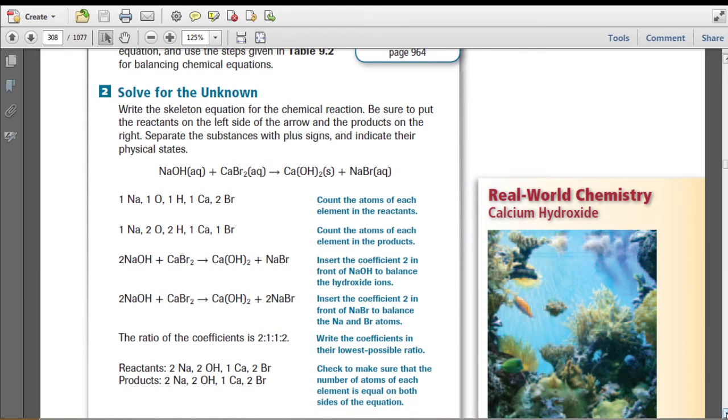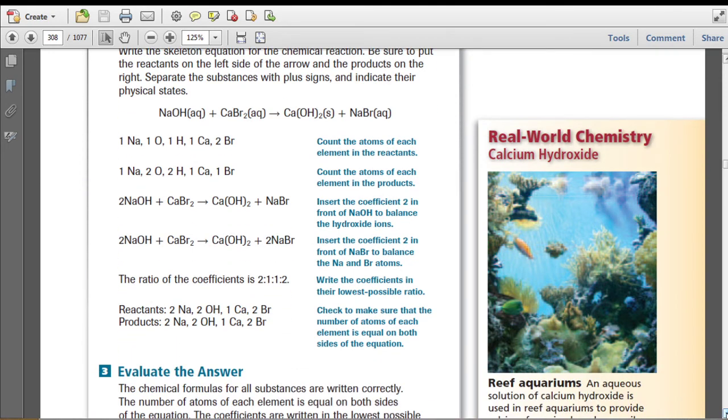And again, if we go back and add them all up, we can check our work. We have 2 sodiums on each side. You have 2 oxygens, 2 hydrogens, a calcium, as well as 2 bromides showing up on both sides.